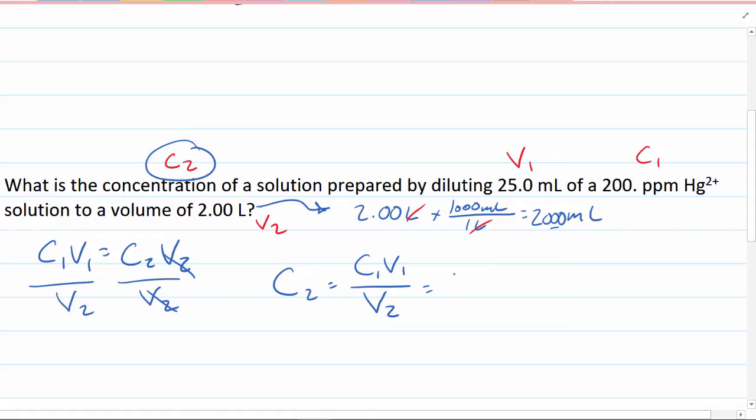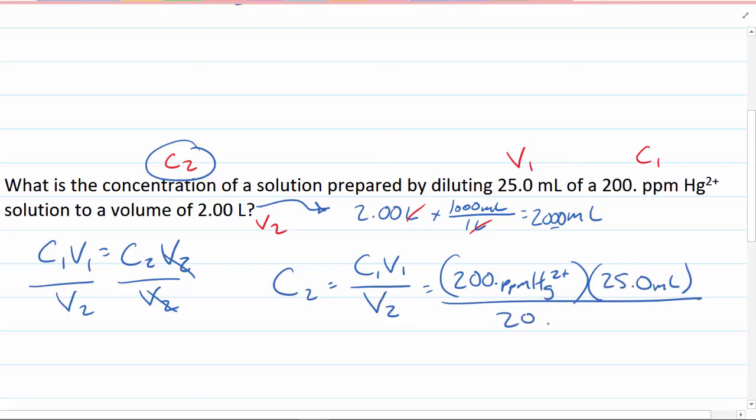So C1 then is 200 parts per million. So it's 200 ppm of the mercury 2. We'll multiply that by V1, which we said was 25.0 milliliters. We divide this all by the 2,000 milliliters. Of course, that's with 3 significant figures. We go ahead and calculate this out.